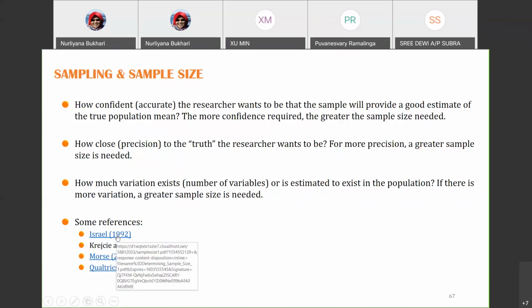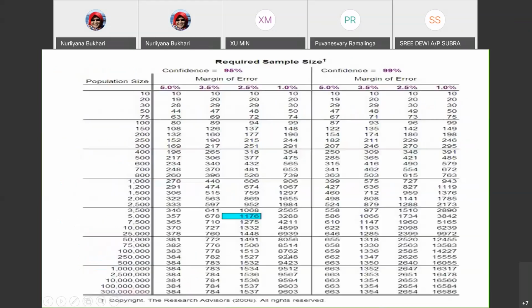These are all references, and if you click, I think it'll bring you to the source. Krejcie and Morgan, there's actually some people who argue this is very obsolete. I don't know whether they have a new publication, but I couldn't see. But yeah, some of this you can also see with sampling and sample size. Morse, Qualtrics, you just have to argue why you're using these people to decide on your sample size. And this is normal. This is from Research Advisors 2006. I think Krejcie and Morgan had a similar table.